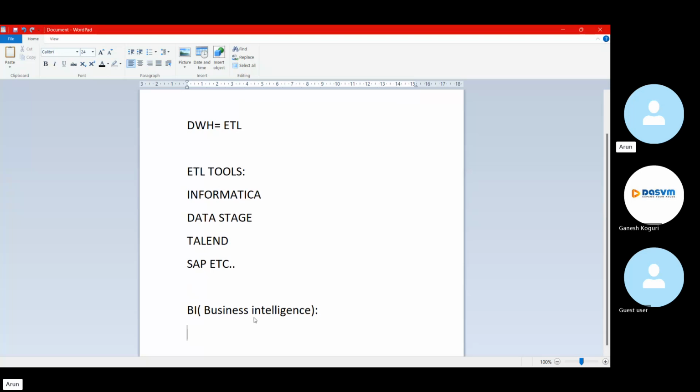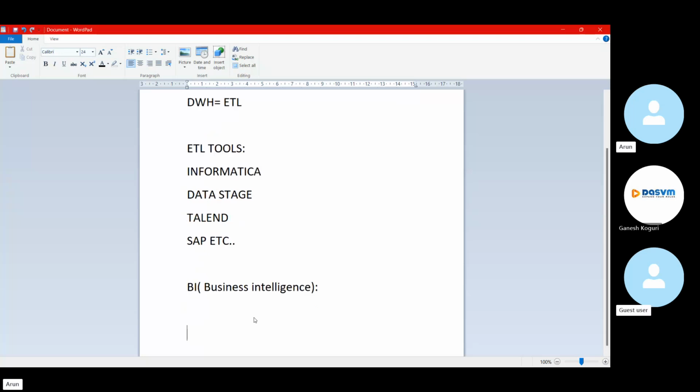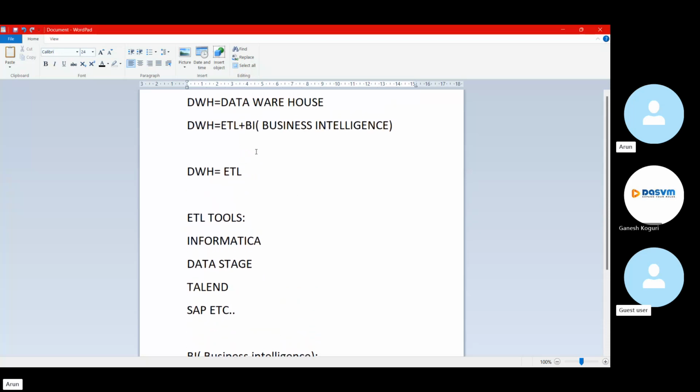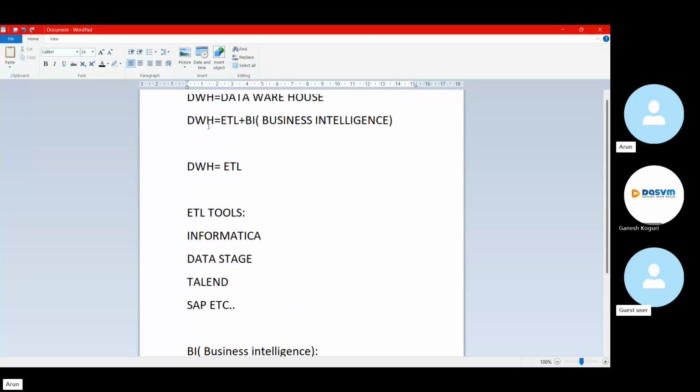For BI also we have many tools in the market, like Power BI, Tableau, Cognos, etc. These are the reporting tools. So in data warehouse systems, hope you got this: data warehouse, ETL, plus BI. Data warehouse is the central repository of a database system.